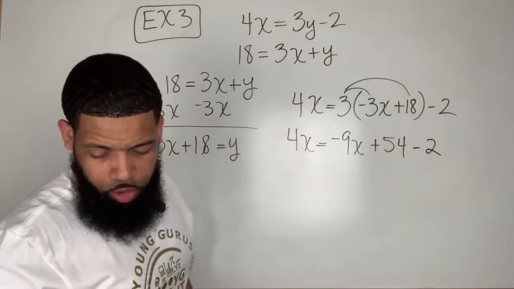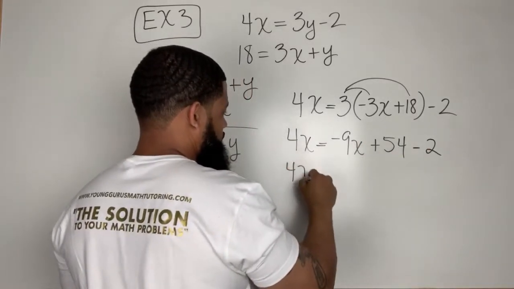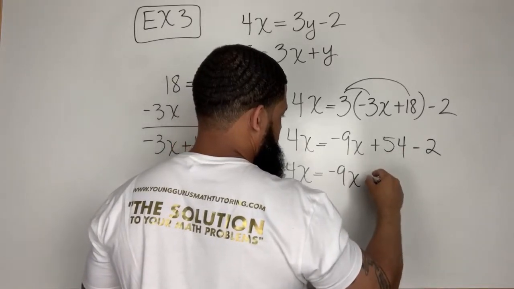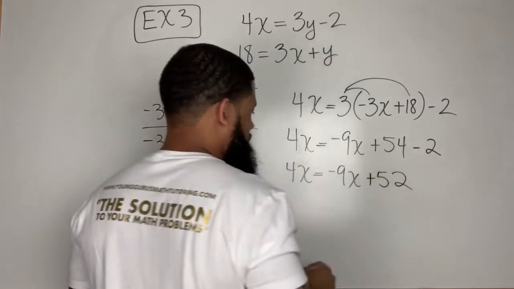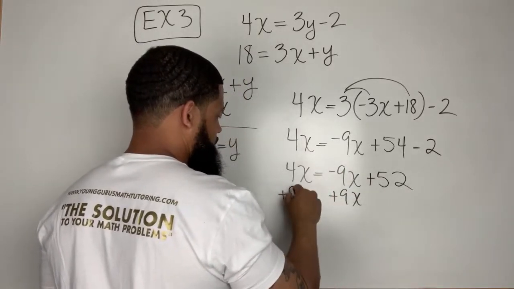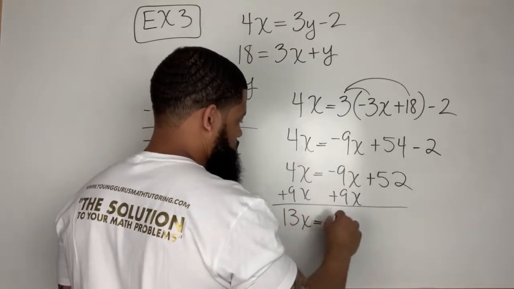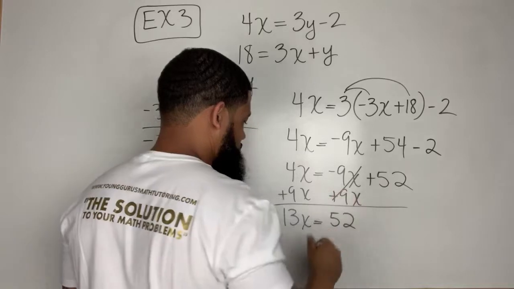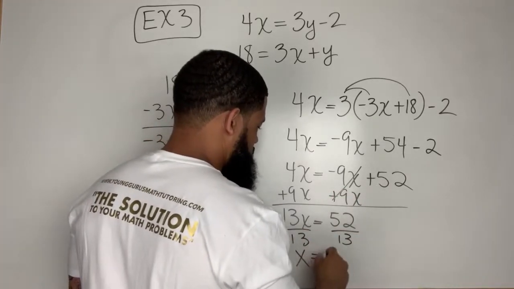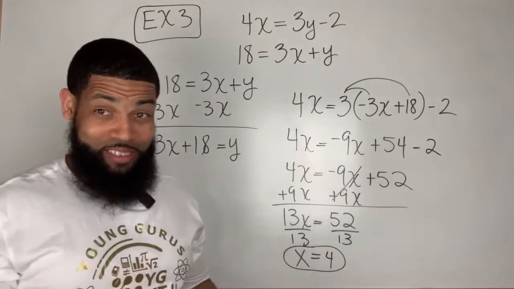Okay, so now that I have that, we can combine like terms. So 4x equals negative 9x, 54 minus 2 is 52. And then now I'm going to take this x to the other side. So plus 9x, plus 9x. And then 13x equals 52, because those cancel. And then divide by 13, divide by 13. X equals 4. All right, we're still not done.